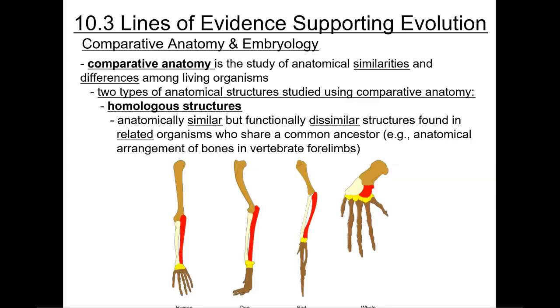So here you see a human. Beside the human, you see a dog. Beside the dog, you see a bird. And beside the bird, you see a whale. We all have the same bones there, but they're going to be used for different things. So therefore, they are similar, but functionally dissimilar, or functionally different.